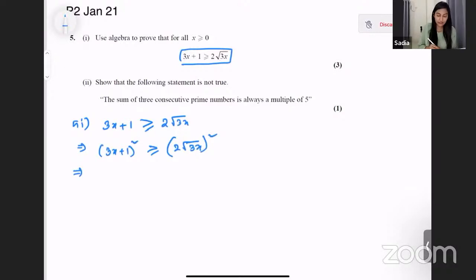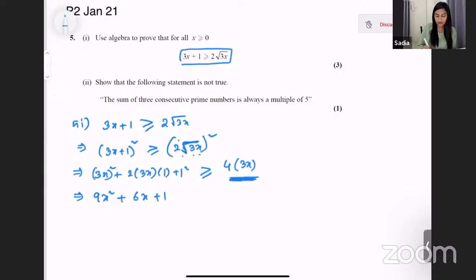At the left side, we have to express it in terms of the a plus b whole square formula. You need to expand that. So a square plus 2ab plus b square. And at the right side, if you just square them, 2 square is 4, and this root will be canceled out. So we are left with 3x only. So that's 9x square plus 6x plus 1. And then if I shift, this is actually 12x. When you shift this to the left side, the sign will be changed. It's minus 12x rather than 0. So the final quadratic expression here is actually 9x square minus 6x plus 1.